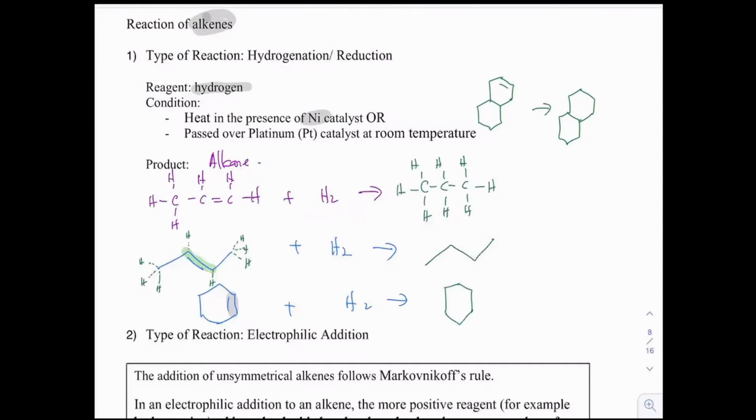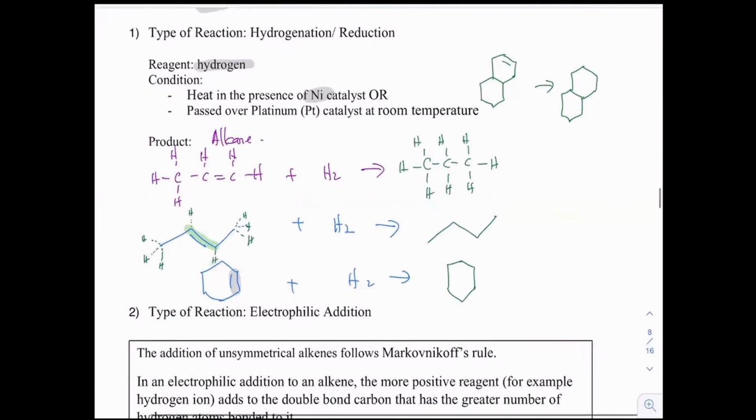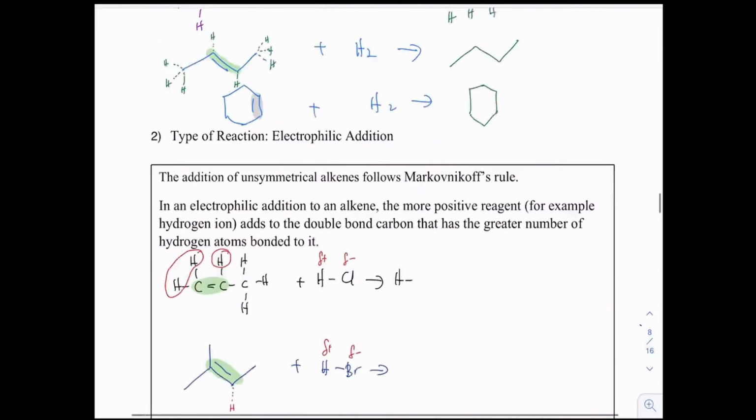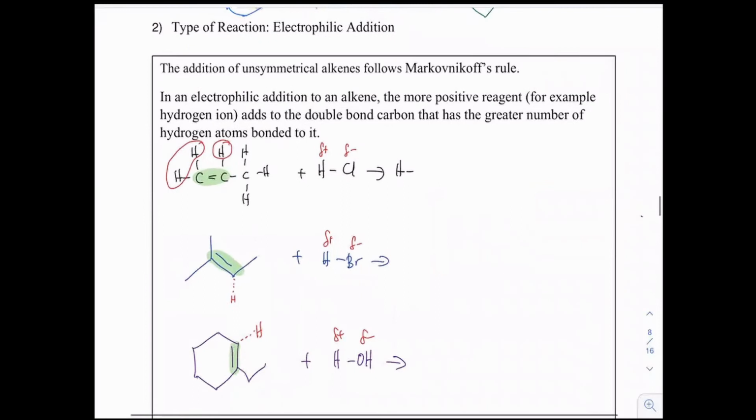So now we have done the first reaction, which is reduction. We call it as Raymond. Okay. Next, we're going to have electrophilic addition. Okay. So the additions of unsymmetrical alkene follows Markovnikov Rule. We will need to understand what is the meaning of unsymmetrical alkene.